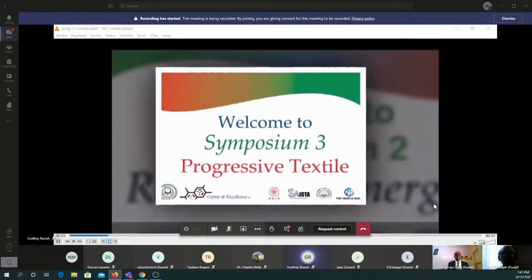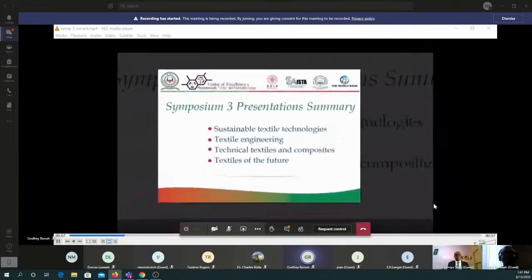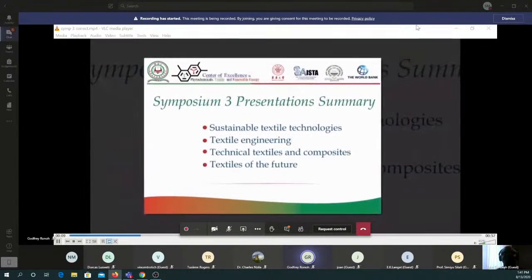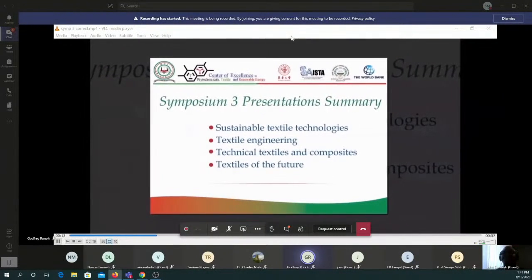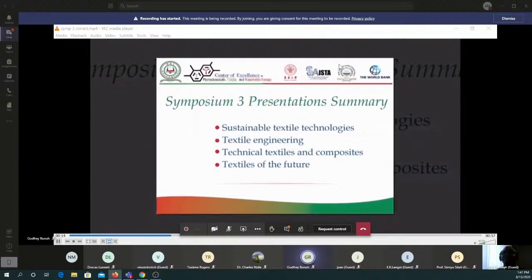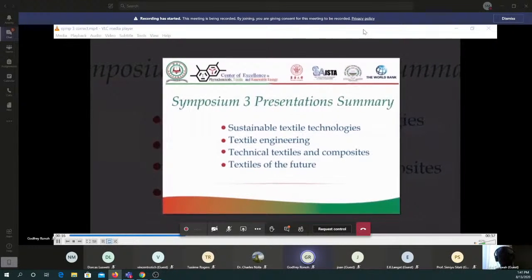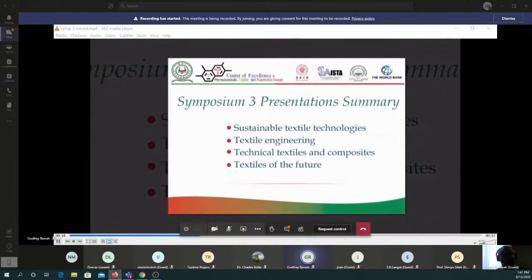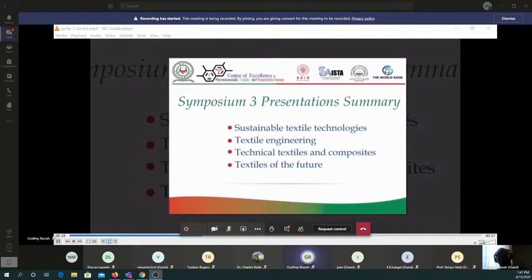The theme of this session is progressive textile. The presentations will include sustainable textile technologies, textile engineering, technical textiles and composites, textiles of the future.